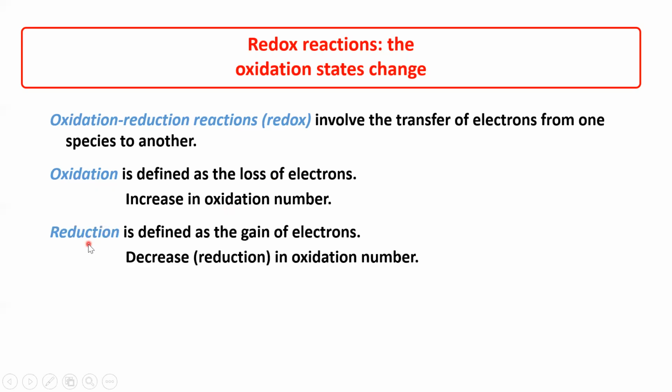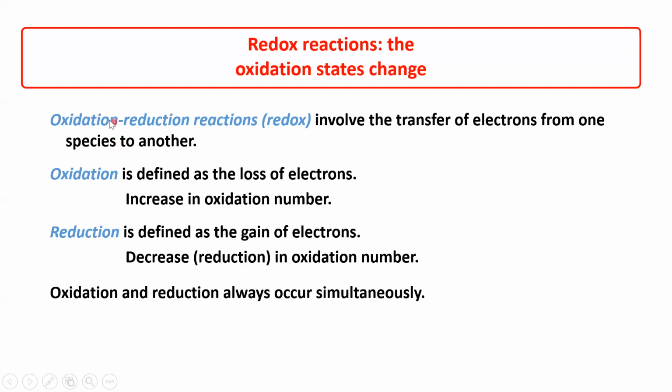And when we look at reduction, which is the second half of an oxidation reduction reaction, we're looking at the half reaction that gains those electrons. And when the species gains electrons, the oxidation number decreases or is reduced. That's why it's called reduction. And when we look at these redox reactions, you can't have one without the other. If we have an oxidation taking place, a species that's losing electrons, we have to have a reduction, which is a species that's gaining those electrons.